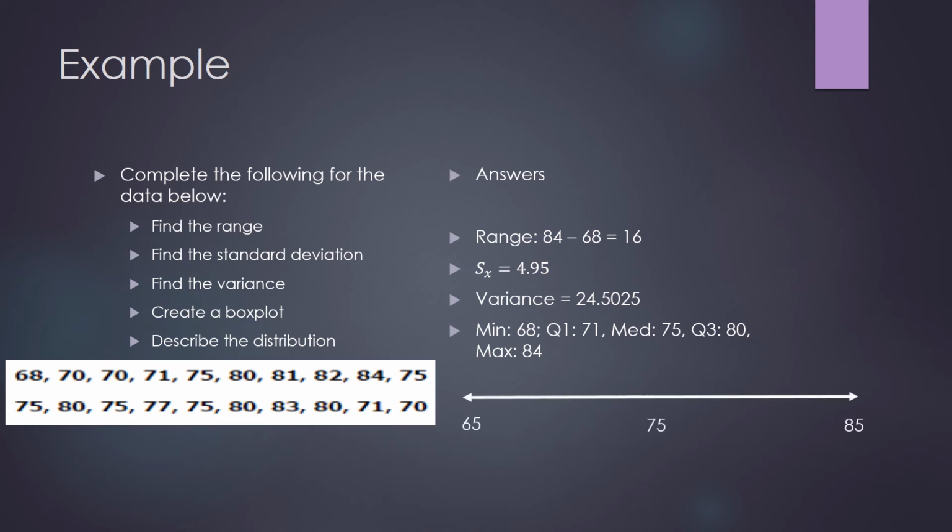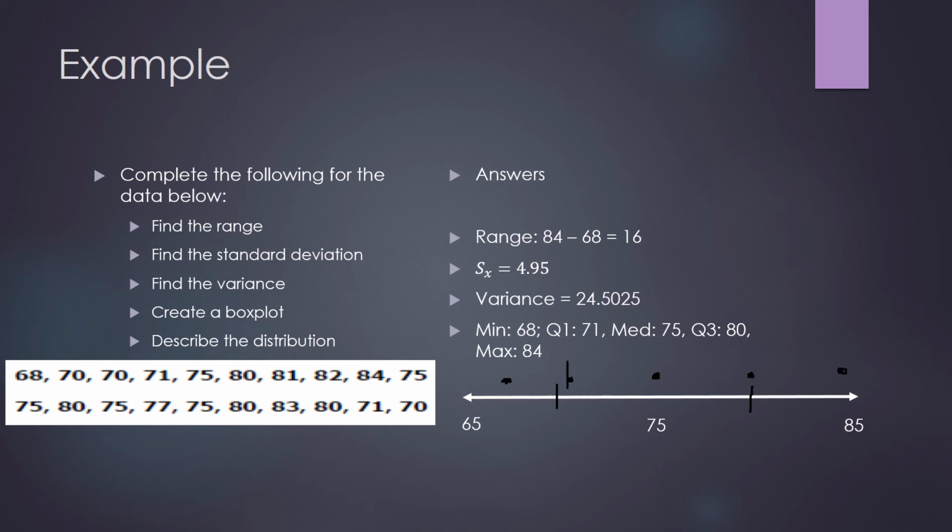I set up a number line with my minimum being at 65 and my maximum being at 85. I'll draw lines in between here to remind myself that that's 70 and that's 80. 68 is probably going to be somewhere around here. 71 just above that first line that I drew for 70. 75 is the median, 80 is the third quartile, and 84 is my max.